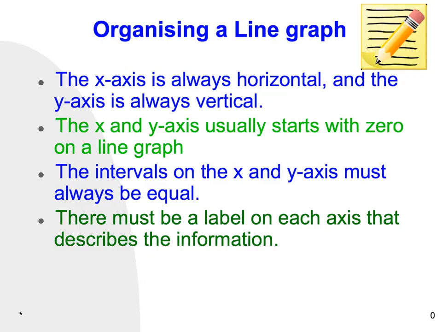Alright, now when you're organising a line graph, the X-axis is always a horizontal, so the bottom one, and the Y-axis is always the vertical one. They usually start with a 0, like I said, and you need to really make sure that the intervals on them are equal. So you have to do them in equal increments, like we do for a timeline when we're in history. You need to make sure that the intervals are equal. And of course there must be a label. So can you please write this in your notebooks while you pause the video?